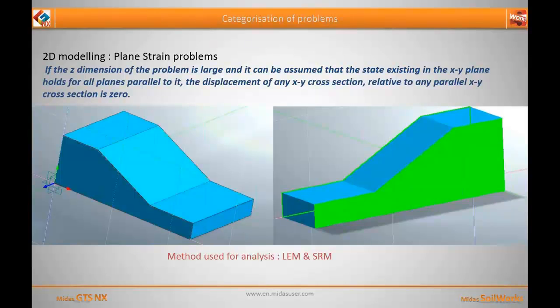Now, the categorization of problems. First of all, the problems where one goes for 2D modeling, which we call plane strain problems. If the z dimension of the problem is very large, and it can be assumed that the state existing in the xy plane holds for all the planes parallel to it, and the displacement of any xy cross section relative to any parallel xy cross section is 0, then you could go for 2D modeling, and such problems are referred to as plane strain problems. The methods which can be used for 2D modeling are LEM and SRM, and of course SM, which is basically a combination of both.